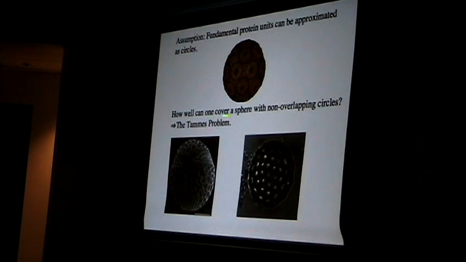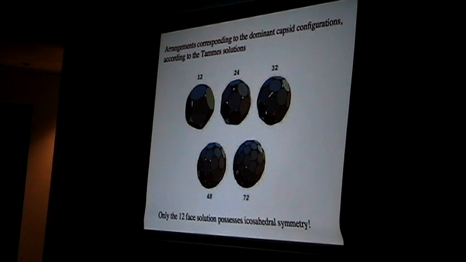So if you look at the solution of the Tammes problem, you see that with 12 disks, of course, we get icosahedral symmetry. This looks actually like a dodecahedron. But if you look at other solutions, like 32, which can become an icosahedron, you see that it doesn't have icosahedral symmetry. 72 also is another structure. We can arrange the disks such that they form an icosahedral structure, but again, the optimal solution doesn't have it. So now the question is, why? Why can't we get it here?